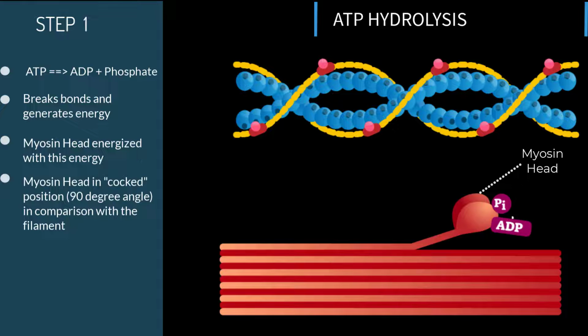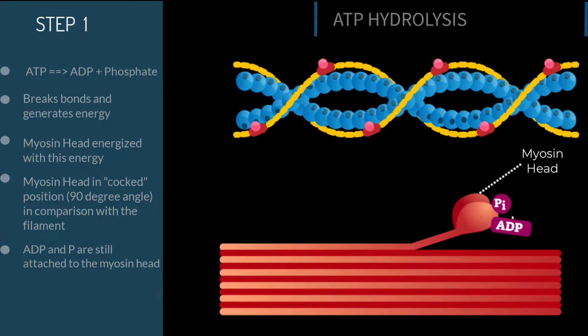This stored energy causes the myosin head to assume a cocked position, which puts it into a 90-degree angle relative to the thick and thin filaments. This puts the myosin head in the proper orientation to bind to an actin molecule. Keep in mind that the ADP plus phosphate are still attached to the myosin head at this point.